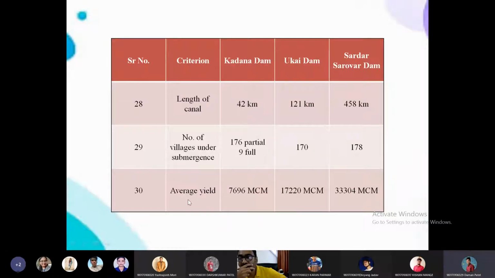There is one new point, average yield. Yield is the volume of water which can be withdrawn from a reservoir in a specified period of time, and average yield is normally an average taken of different yields. So for Kadana Dam, it is 7696 MCM. For Ukai Dam, 17220 MCM, and for Sardar Sarovar Dam, 3334 MCM.